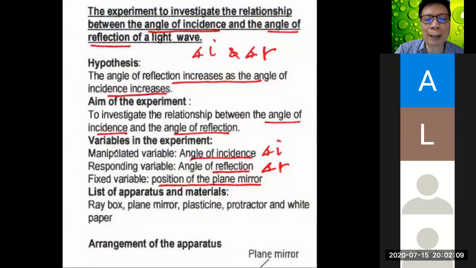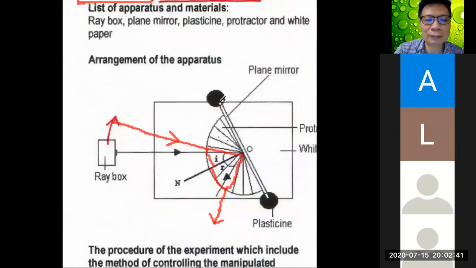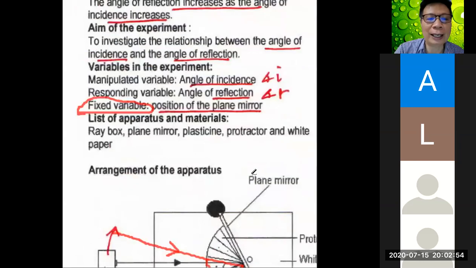Very important is the manipulated variable. The manipulated variable is the angle of incidence. You control the angle of incidence: 15, 20, 25, like that. Then the responding variable will be the angle you measure, the angle of reflection. And most important is the fixed variable, the constant variable. Remember, it is the position of the mirror. You cannot change the position of the mirror. Once you fix it here, this mirror cannot change anymore. You can only change the ray box, push up, pull down. This one cannot change. It's very important.